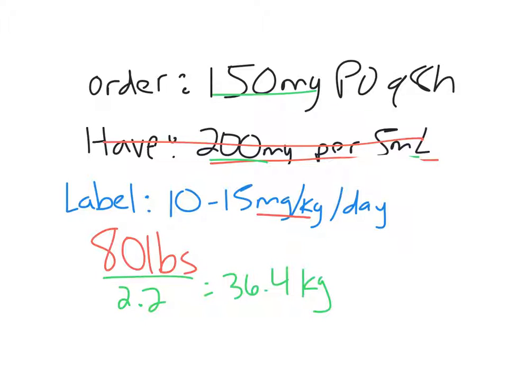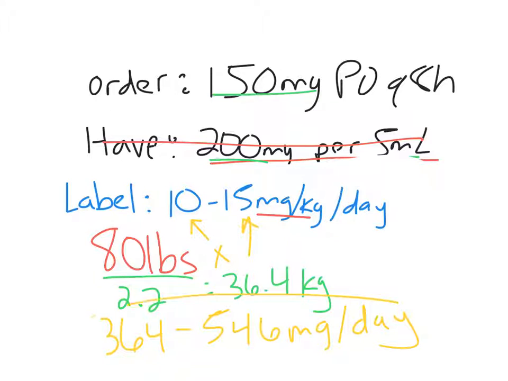Again, the safe dose range says 10 to 15 milligrams per kilogram each day. So what we do is we simply multiply that number by both the 10 and the 15 to see what the safe dose range is specifically for my patient. So 36.4 times 10 is 364. And then 36.4 times 15, I need my calculator for that one, is 546. So here is what my patient can take in terms of milligrams per day.